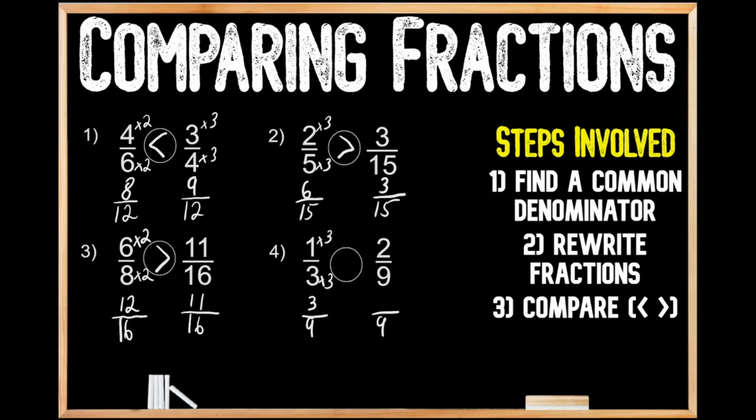And now, since we didn't have to rewrite our second fraction here because it already had the common denominator of 9, we can just write 2 down below because the numerator's value hasn't changed. And lastly, we're going to compare these fractions, and we can see that 3/9 is greater than 2/9. So we're going to make sure that the alligator always eats the larger fish, and 1/3 is greater than 2/9.